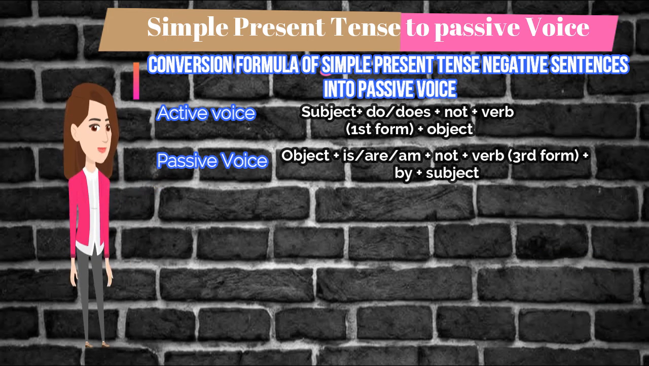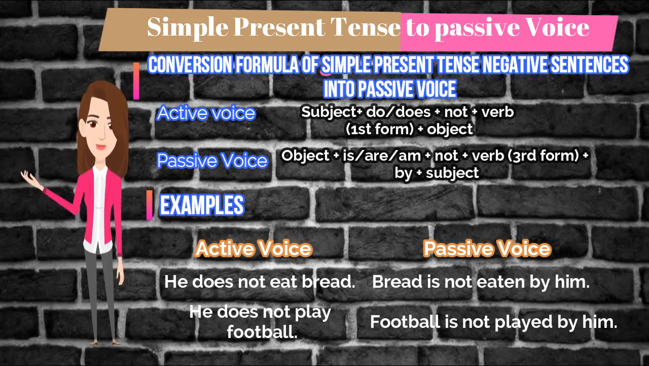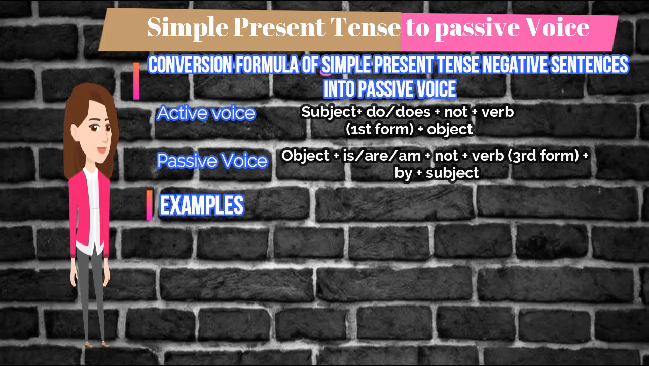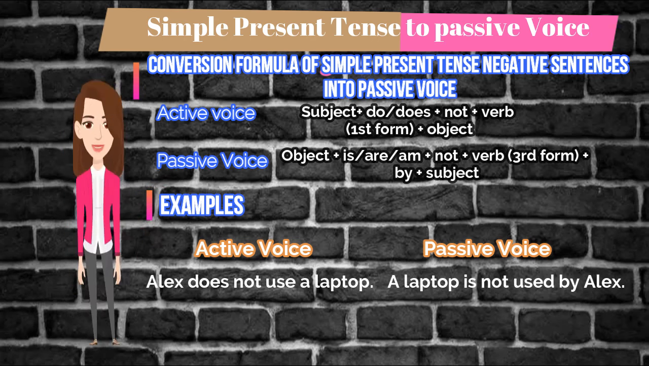Let us see some examples of negative sentences of simple present tense to passive voice. He does not eat bread. Bread is not eaten by him. He does not play football. Football is not played by him. Alex does not use a laptop. A laptop is not used by Alex.